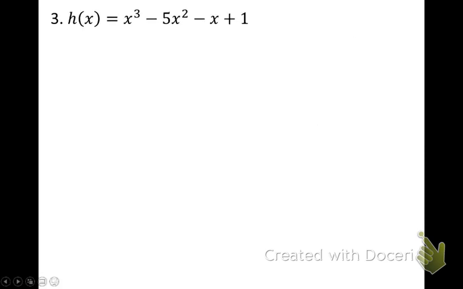All right, here's my next one. I have h of x equals x cubed minus 5x squared minus x plus 1. Same thought process. I'm asking myself, is there a square root? No, there is not. Is there a fraction? No, there is not. So guess what? This one's a polynomial. This one's our friend. We can right off the bat say that this has a domain of all real numbers. This one makes us happy.